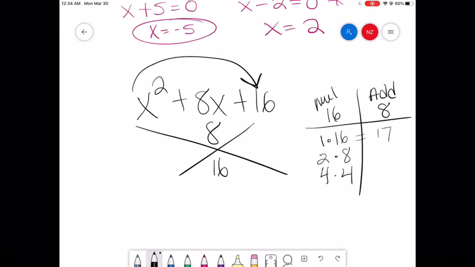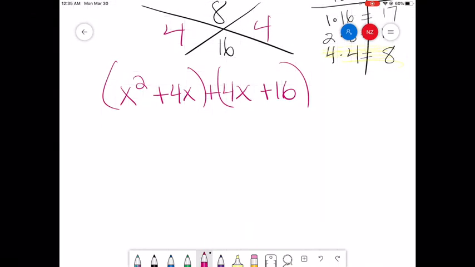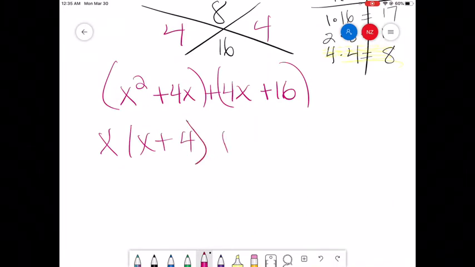That would give me 17. That would give me 10. And this would give me 8. So this is going to be my solution here: 4 and 4. Oopsies, back up. I have x squared plus 4x plus 4x plus 16. Group, group. Pull out an x, and this one I can pull out a 4.